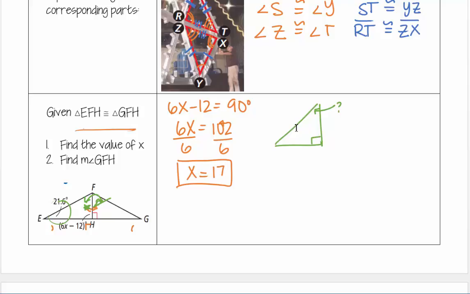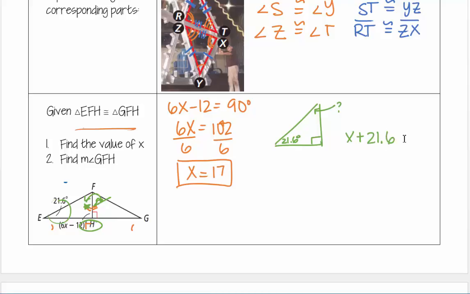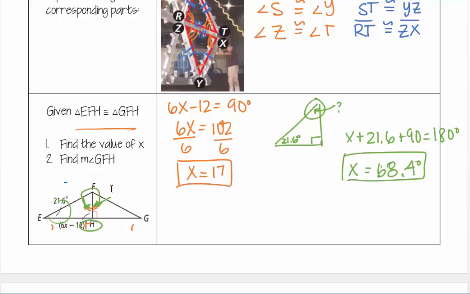This one's 90, because these two have to be equal down here, and this one's at 21.6. So we can find this guy up here. We have x plus 21.6 plus 90 has to add up to 180 degrees. If we add these up and subtract from 180, we end up with about 68.4 degrees. So remember, that's this guy up here, and then our picture or our congruent statement tells us that this angle here and this angle here have to be exactly the same.